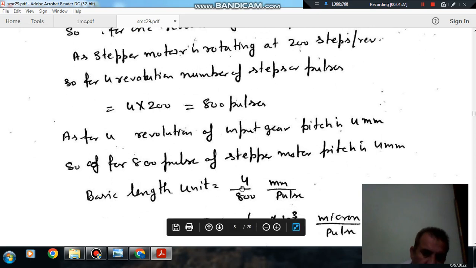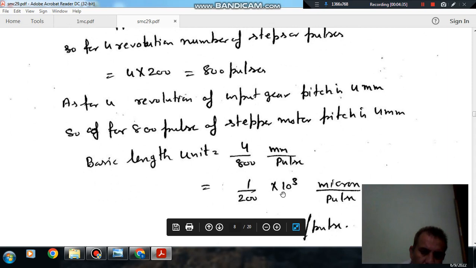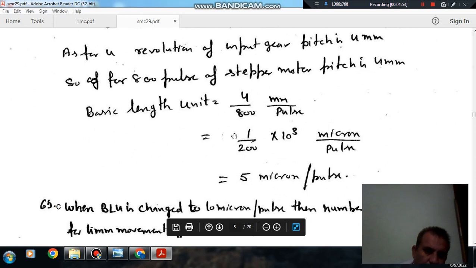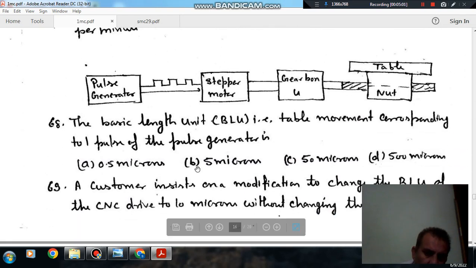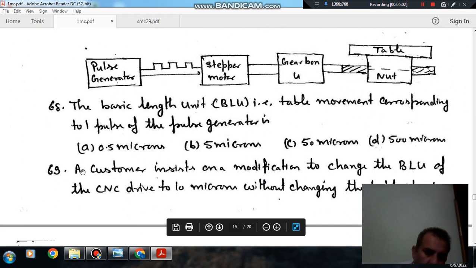So the basic length unit is the movement of the table divided by the number of pulses, so that is 4 by 800. It will be 1/200 mm per pulse, or in micron it will be 5 micron per pulse. So basic length unit will be 5 micron per pulse. Okay, so the answer to question number 68 is option B.